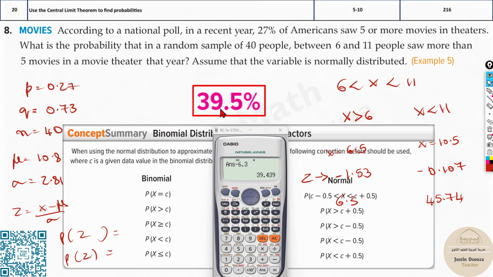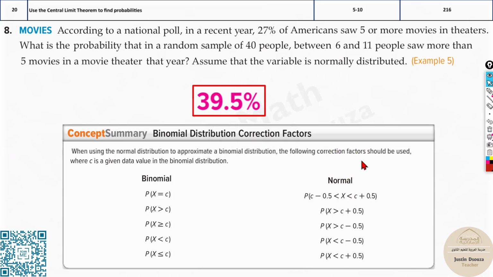Also, there won't be any other option which is very, very close to this. You won't have options like 39.4, 39.5. No, you will have different values altogether. You'll have 20s, 30s, 40s, like that. So that's the correct answer.